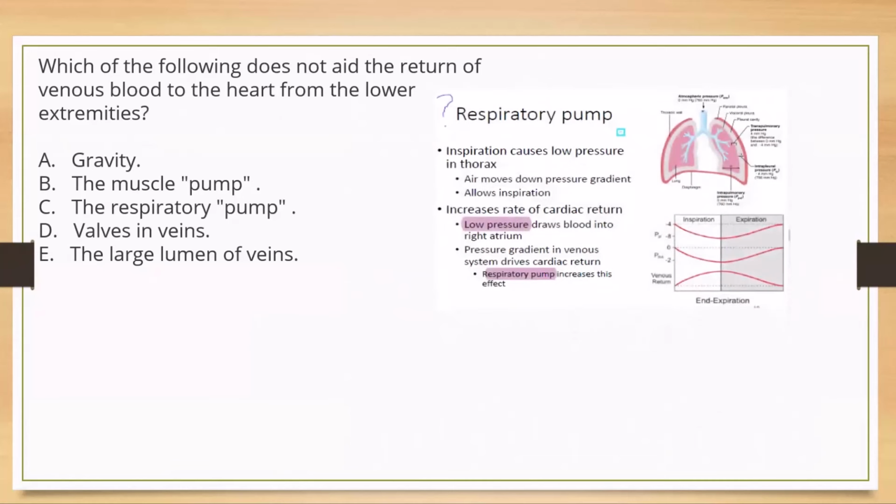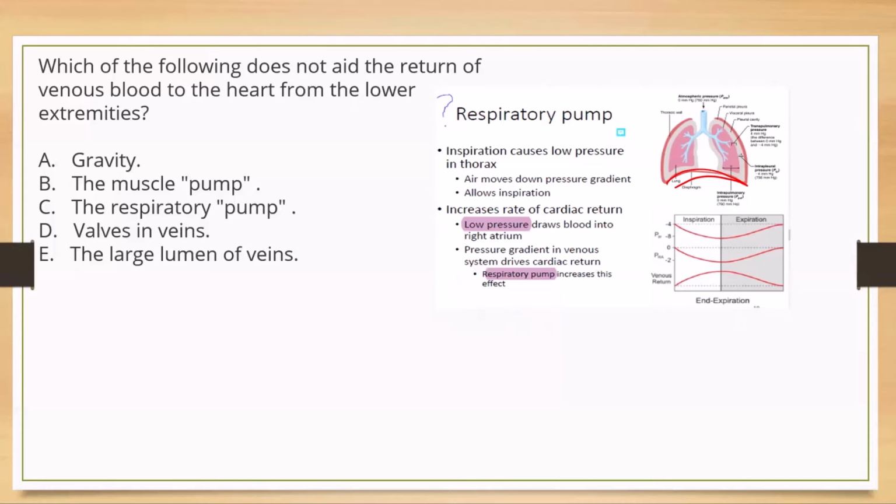We have to recall the respiratory pump. It is involved in pushing blood to the heart. How does it do that? During inspiration, what happens? There will be low pressure in the thorax. Why? Because this diaphragm here will contract. And when it contracts, what happens?